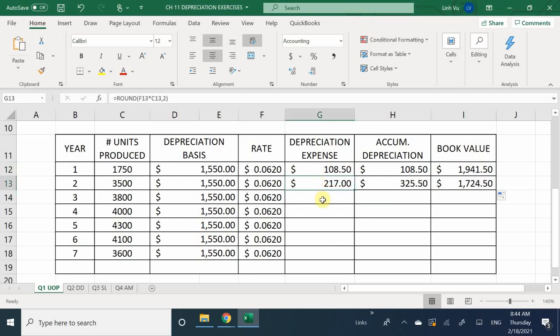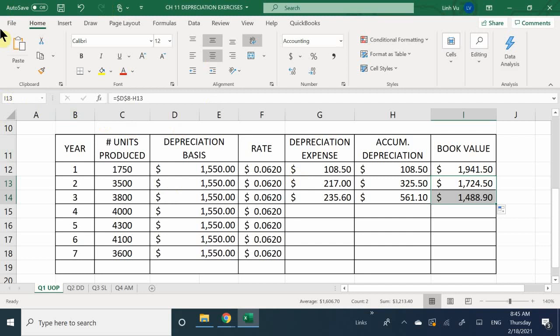What is going to be my depreciation expense for the third year? 235.60. What is going to be my accumulated depreciation for year 3? 561.10. And then lastly, what is my book value for year 3? 1,488.90. Yes. Good.